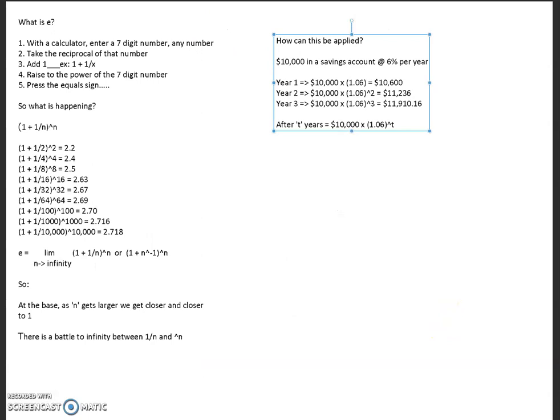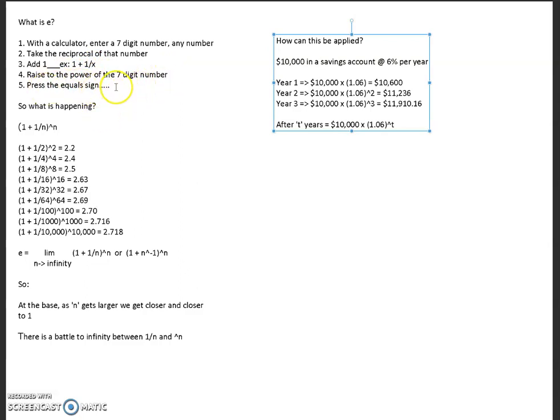So if we progress here, what is e? This is just a basic explanation. You can find all sorts of them. It's used for many, many things. So with a calculator, enter a 7-digit number, any number. Take the reciprocal of that number, so 1 over whatever number you choose. Then add 1. So here's x, that's the 7-digit number you chose. Here's the reciprocal right here, and then add 1. So 1 plus whatever's going on here, raised to the power of the 7-digit number.